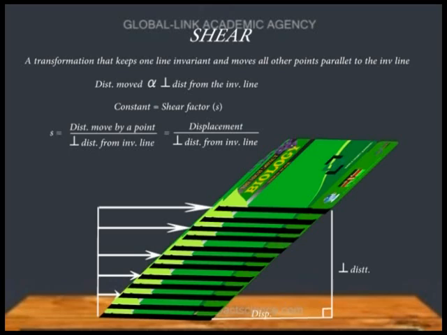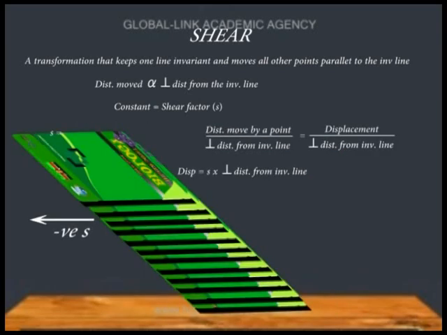Given the shear factor and the perpendicular distance, you can find the displacement by simple cross multiplication. Displacement is equal to the shear factor times the perpendicular distance. Always remember, it's the perpendicular distance from the invariant line, and displacement is always parallel to the invariant line. When S is positive, displacement is to the right or upwards. And when it's negative, displacement is to the left or downwards, depending on the invariant line.